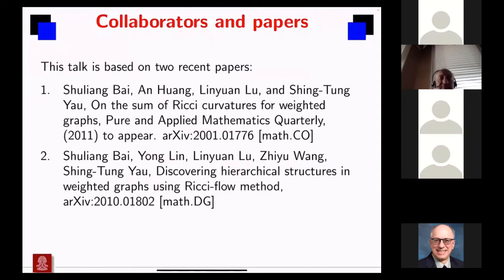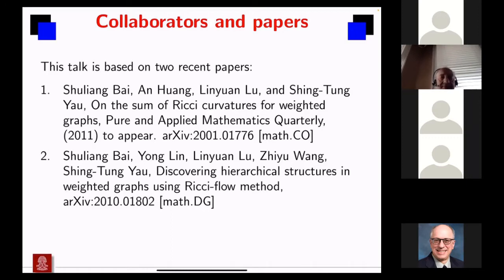Su Liang and Zi Yu are my former PhD students. Su Liang was a postdoc at Harvard University at that time. Now she is a tenure track assistant professor at the University of Southeast. And Zi Yu is now a postdoc at Georgia Tech. An Huang is an assistant professor at Brandeis University in the Boston area, so it's very close to Harvard University. Yongli is a professor at Tsinghua University. He is one of my long-time collaborators, and he was also visiting Harvard University in August of 2019. So this is how the work was done.